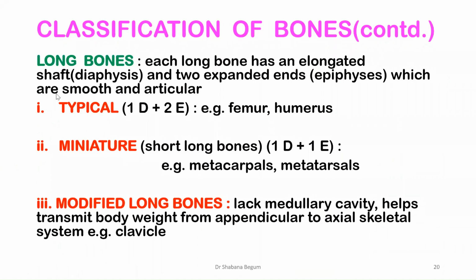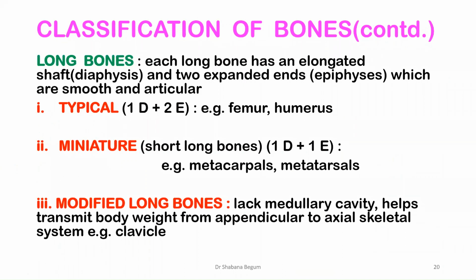The long bones can further be subclassified into three varieties. One is typical long bone, miniature long bone, and the modified long bones. Typical long bones like the femur and the humerus have one diaphysis or shaft and at least two epiphyses, one at each end. Miniature or the short long bones have one diaphysis, one epiphysis. Examples are the metacarpals, metatarsals, and the phalanges.